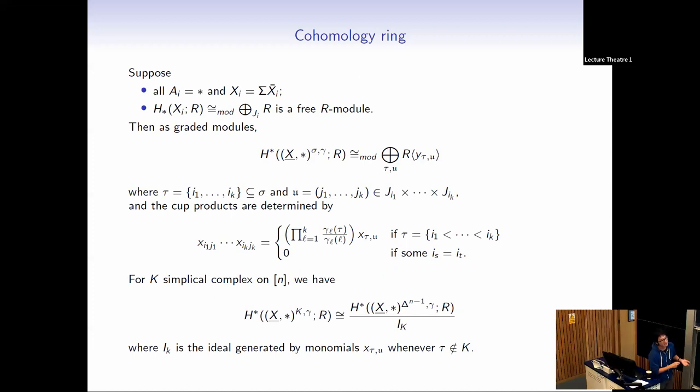We're able to compute the cohomology ring when the subspaces A_i are all points and when the X_i are suspensions. And we also assume that all the X_i have homology that is a free R-module. So in this case, we're able to compute the cohomology ring of these weighted polyhedral products as shown here and here.